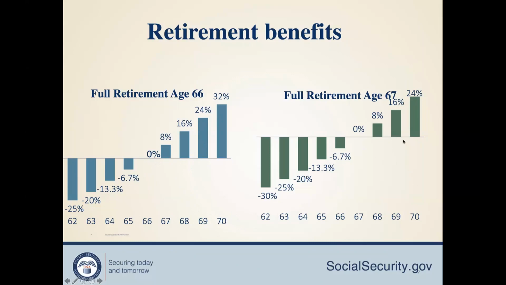Here it is similar: 8, 16, 24, and here it actually goes down to minus 30. This is the full retirement age for people born after 1960. So there are some advantages in waiting.